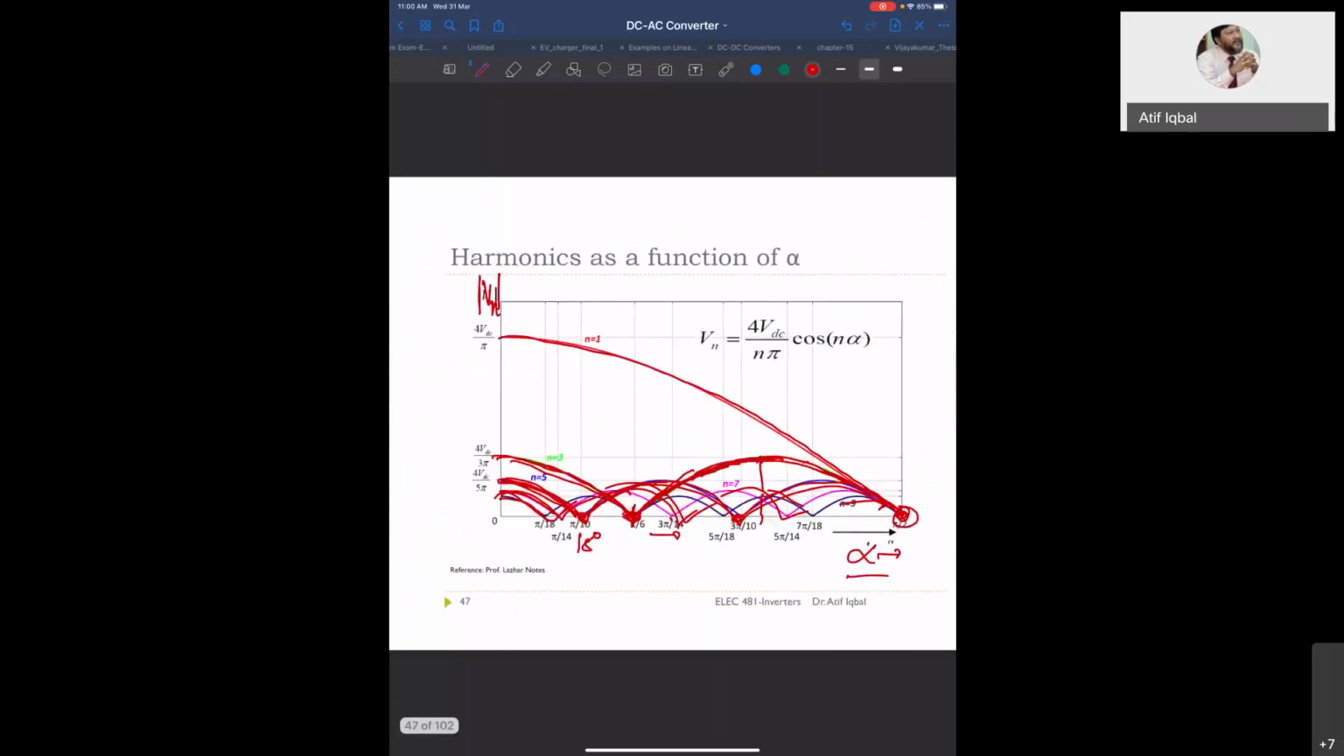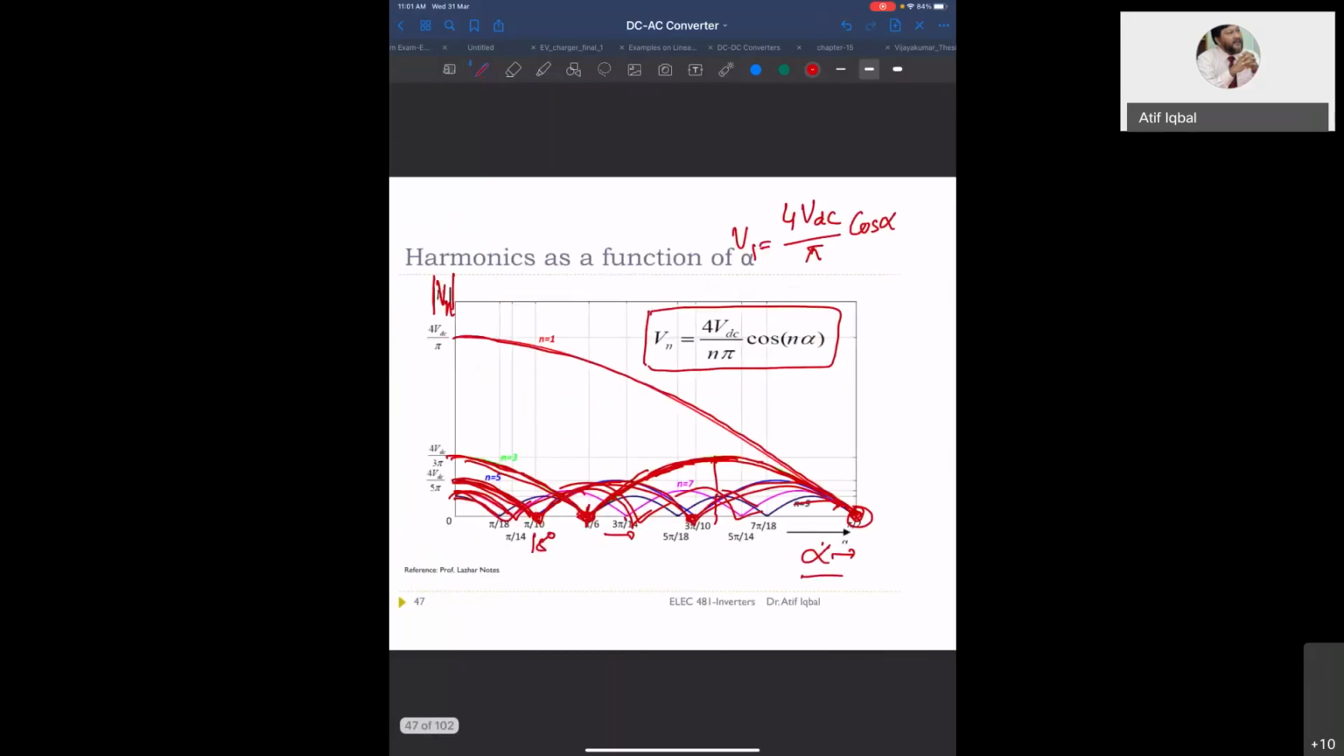The magnitude of the nth harmonic is given like this, where you see 4 VDC by pi is V1. This is the fundamental, and the nth harmonic you can write as this. Now, if you are switching at a certain angle, you have to put cos alpha. So this is the fundamental, and this is the nth harmonic. The harmonic magnitude that varies with the angle is shown in this graph.